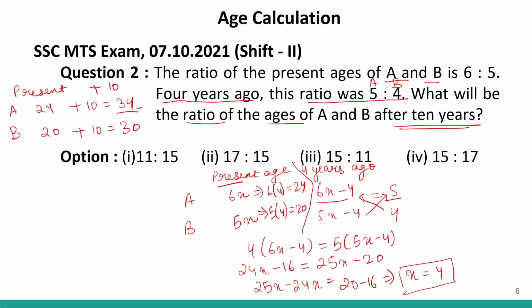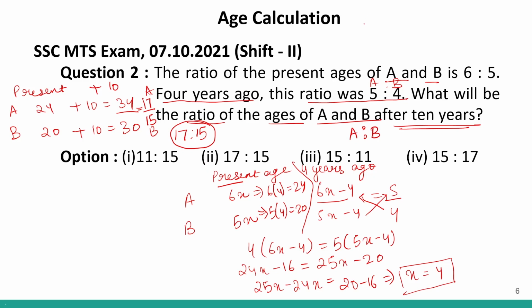So, this will be divided by 2, so I'll get 17, and here I'll get 15. So, the ratio will be 17 is to 15 of A and B. This is A's and this is B's. So, we have to find the ratio as A is to B, because we are given two options.